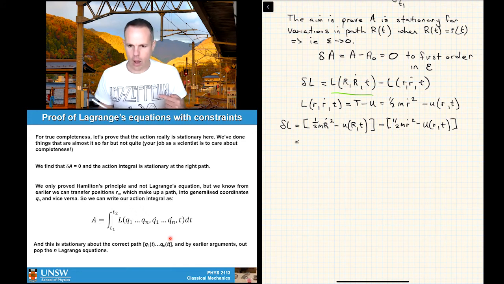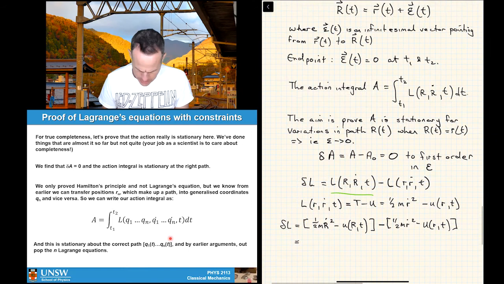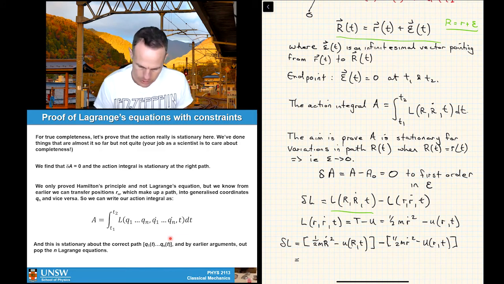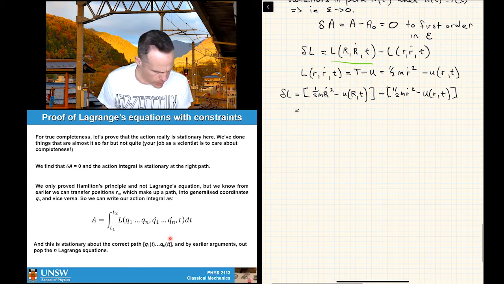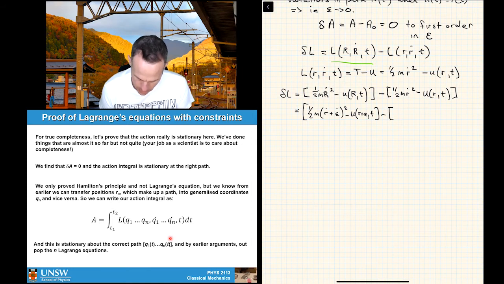What we can do here now is write this term up here as R plus epsilon, just to clean up the notation and keep it nice and simple. So what we would have in here is a half M (R dot plus epsilon dot) squared minus U of R plus epsilon and T, minus a half M R dot squared minus U of R and T.